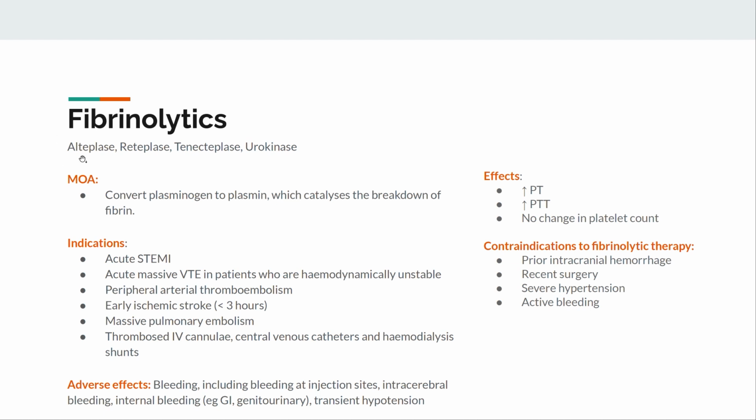Alteplase I see used a lot. These drugs activate tissue plasminogen activator to promote the conversion of plasminogen to plasmin, which then catalyzes the breakdown of fibrin. So it forces clots to break down. So you can use it in an ischemic stroke in the early phases, roughly 4 to 6 hours, 4 hours we'll say. In a heart attack, in a massive PE that's got hemodynamic compromise.